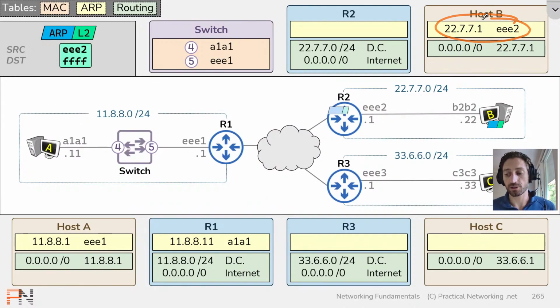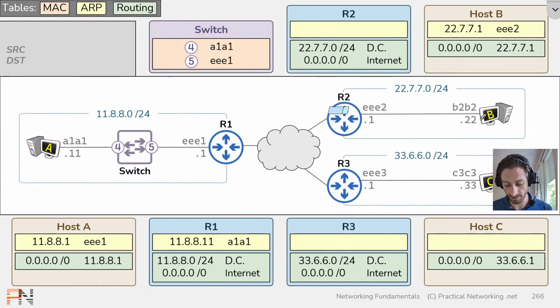So host B learns the ARP mapping of the sender. That is router 2's IP address, 22.7.7.1, mapped to the MAC address EEE2. Host B will learn this upon receiving the ARP request from router 2. Then host B will process the ARP request and send an ARP response. That ARP response is going to look like this.